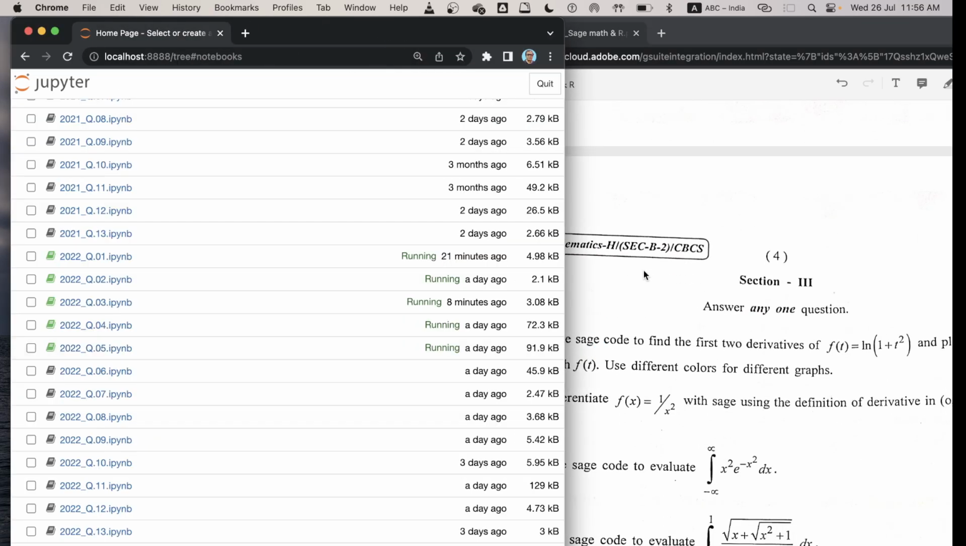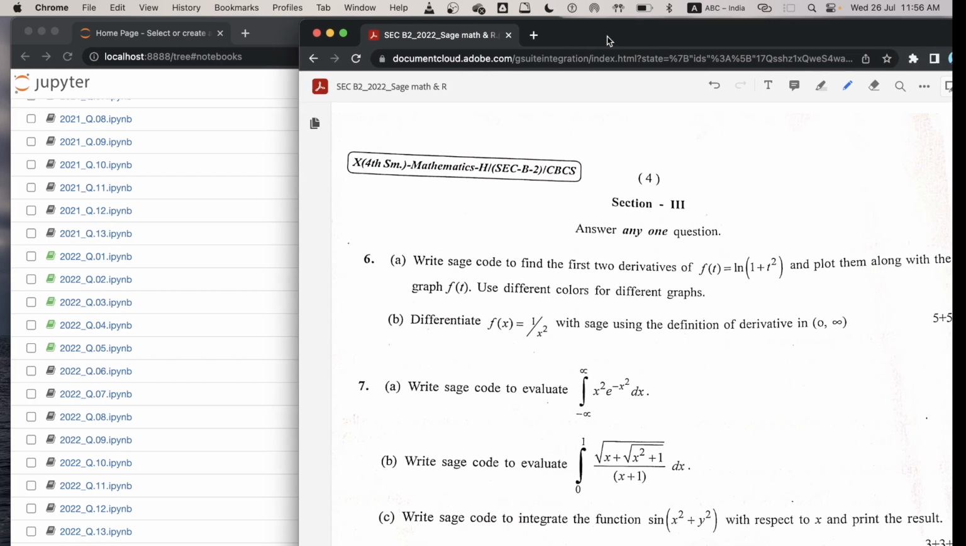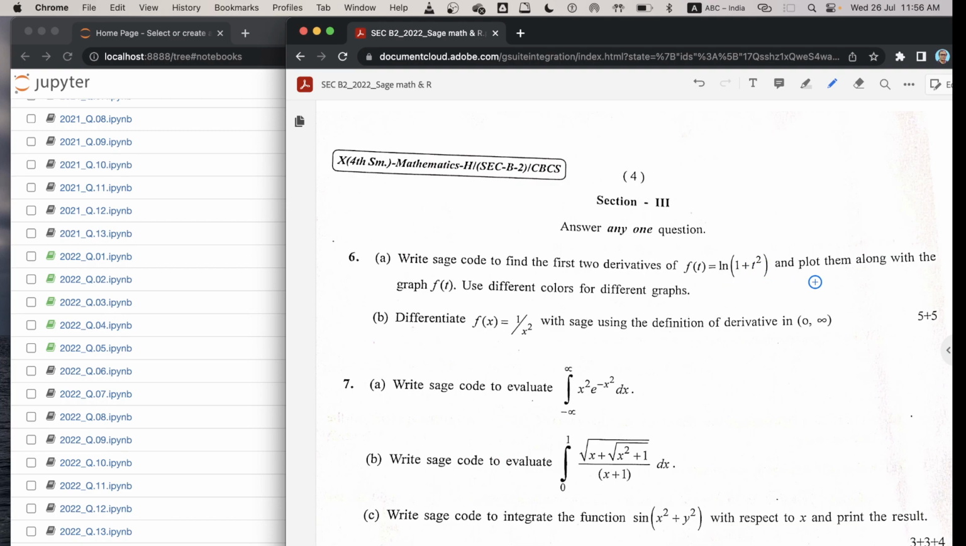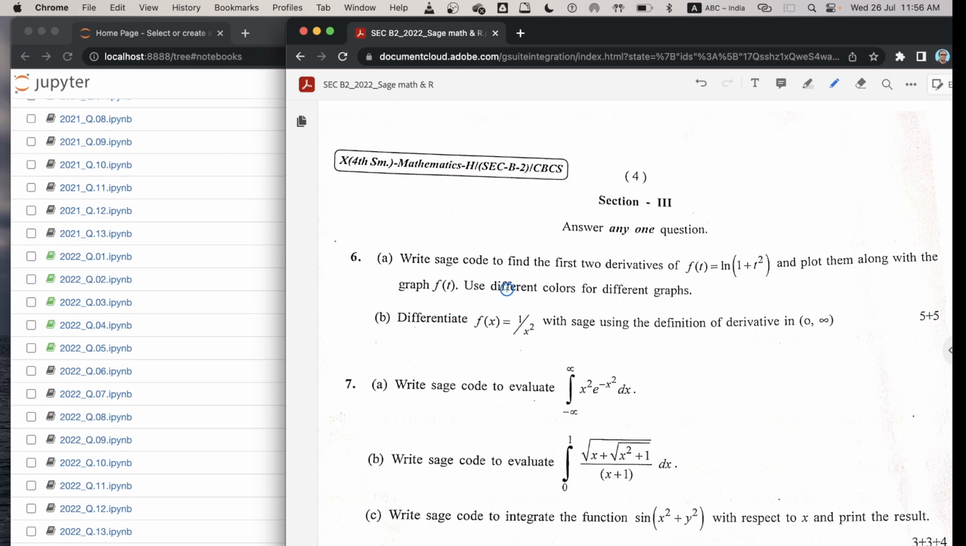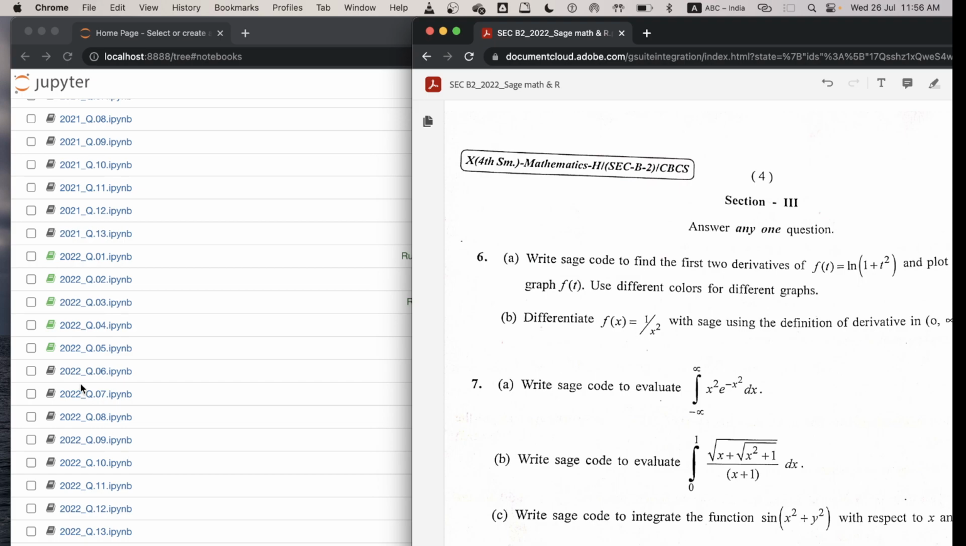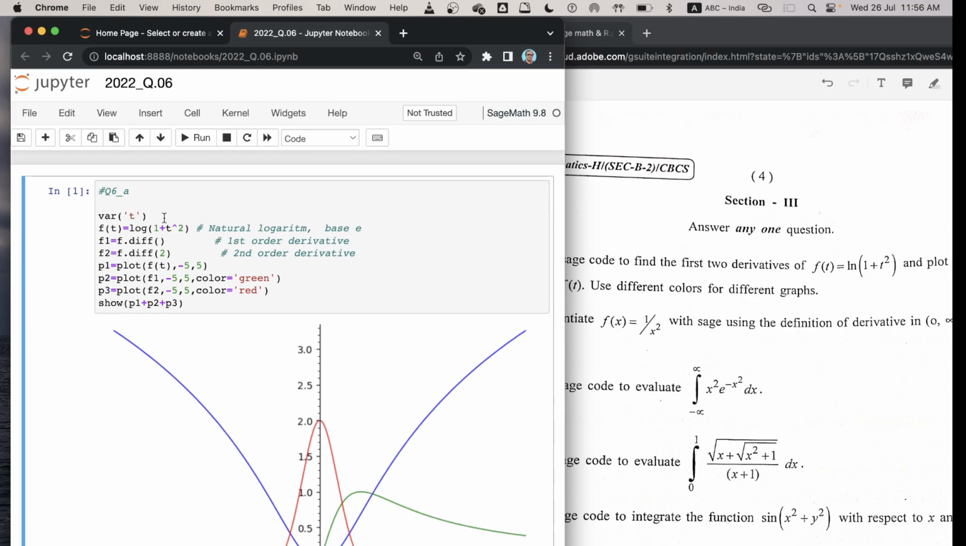Question 6. Write Sage code to find the first two derivatives of f(t) equal to ln, log to the base e, of 1 plus t square, and plot them along with the graph of f(t). Use different colors for different graphs. Question 6. Here first define the variable t, f(t) equal to log 1 plus t square.